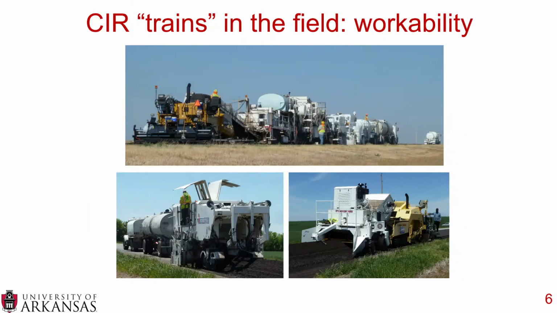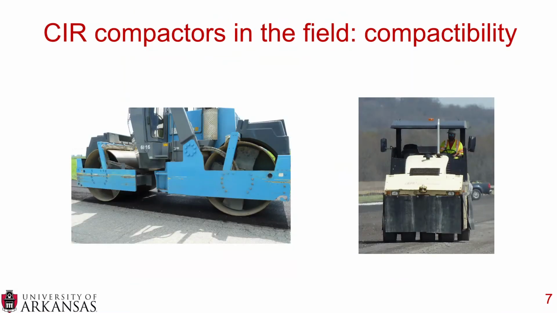Now, when we think about in the field, we have CIR trains, and this is the workability stage where you mill the material, you mix it, and it goes through the paver. But once it goes through the paver, you then start compacting it, and this is the compactability stage. And you can see 2 common rollers, a steel wheel roller on the left, and then a pneumatic tire roller, which you can see on the right.